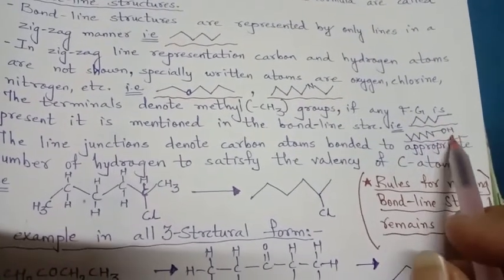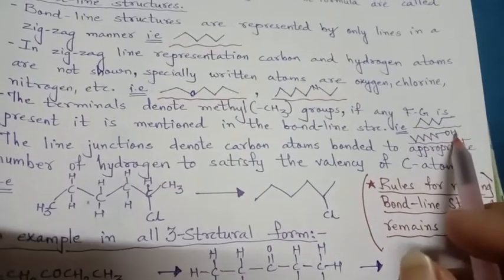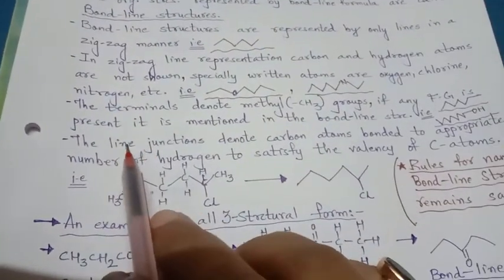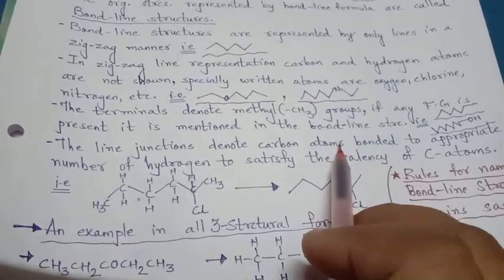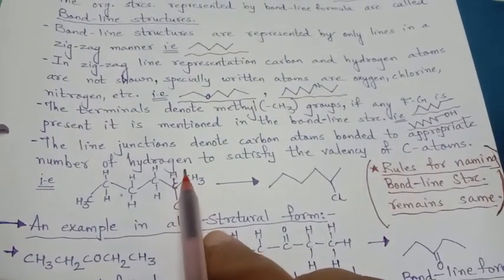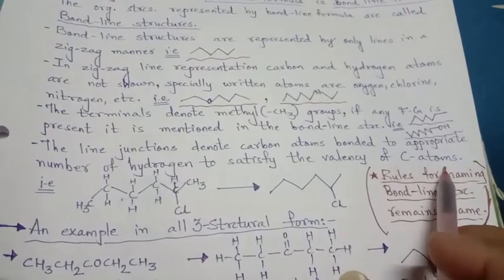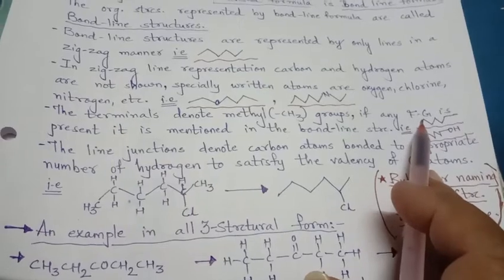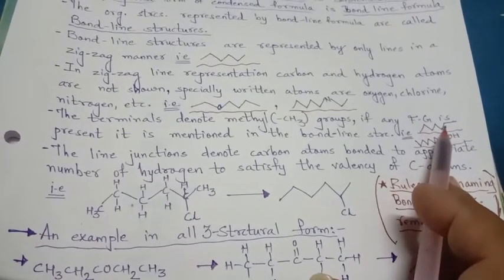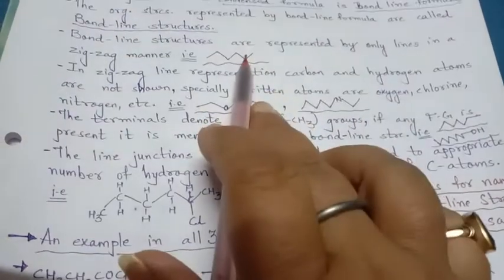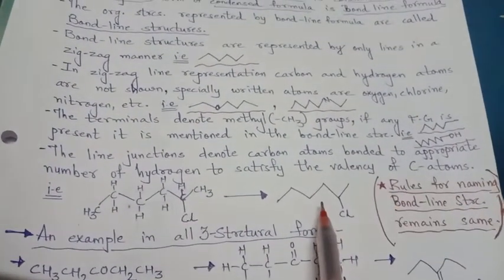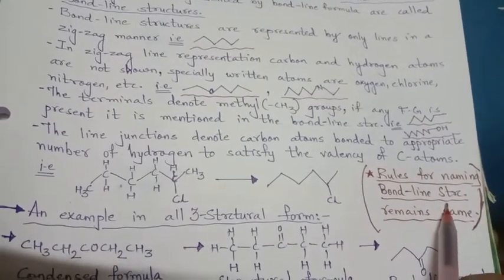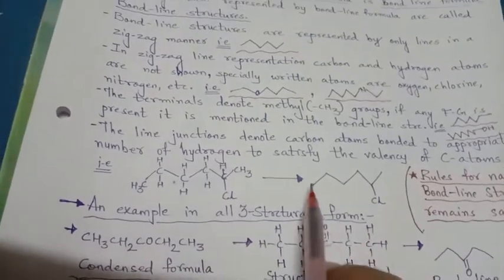If some functional group is present at the terminals or in between, then they are shown by their abbreviation, that is, their short form. The line junctions denote carbon atoms bonded to the appropriate number of hydrogen to satisfy the valency of carbon atoms. So in the bond line, where joints are there, we will understand that there is a carbon, and as per the requirement of that particular substance, hydrogen is to be considered. The rules for naming bond line structures do not change. They remain the same as the other rules we have gone through.